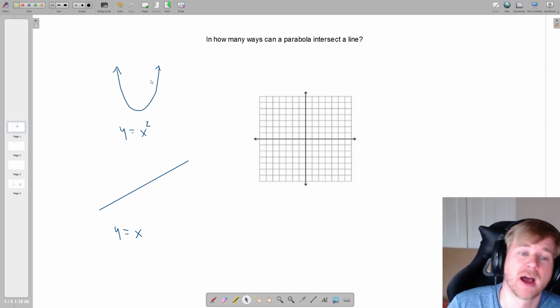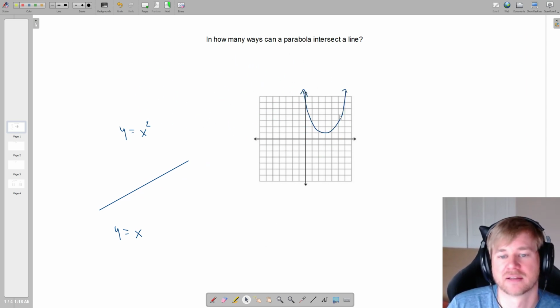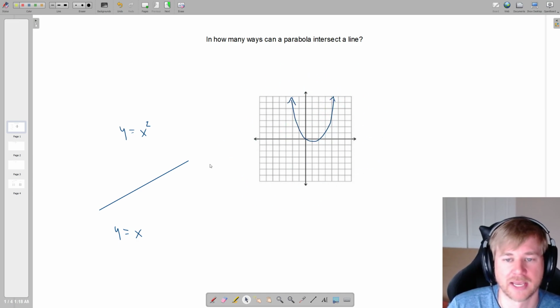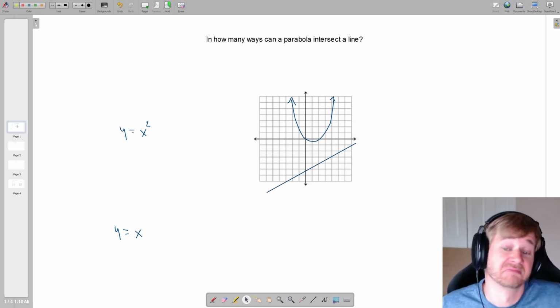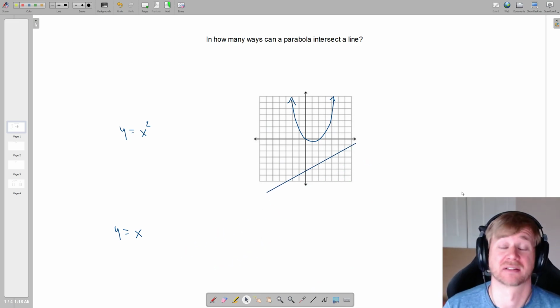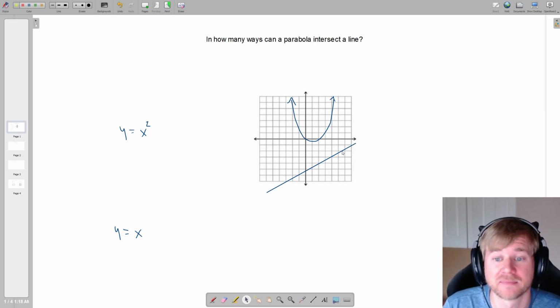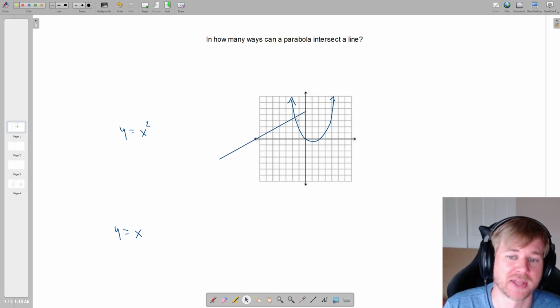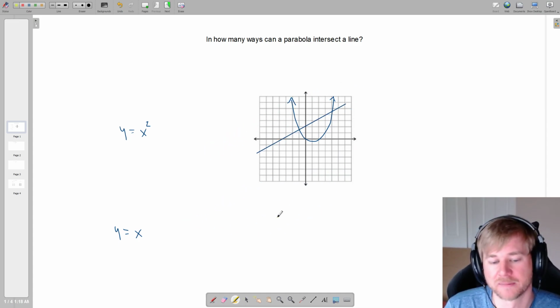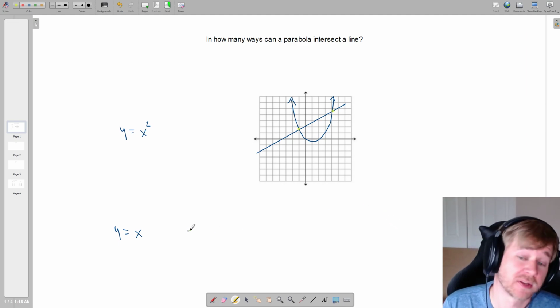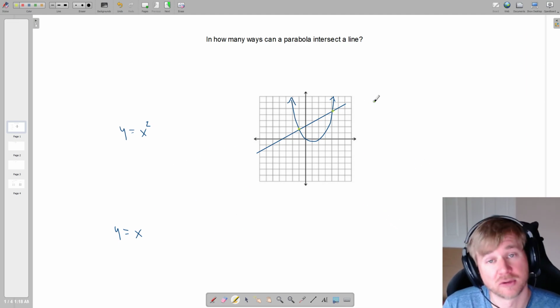First question: how many ways could these two things intersect? You've got a parabola and you've got a line. How many ways can I make these two functions intersect? First thing, what if they don't? These two functions don't intersect. There might be no solutions to these problems, and that's okay. It's possible that this line goes through the parabola, and then you have 2 points of intersection. So it could be that it doesn't hit at all, or it could be that it hits twice.